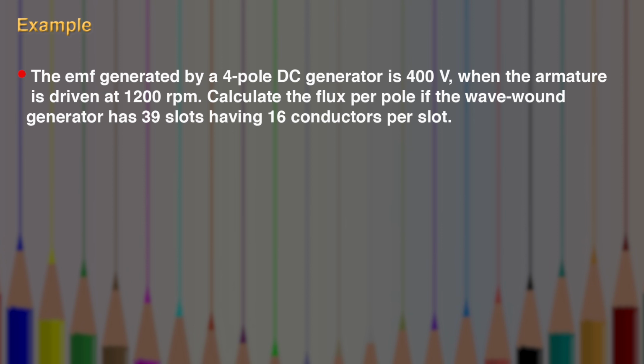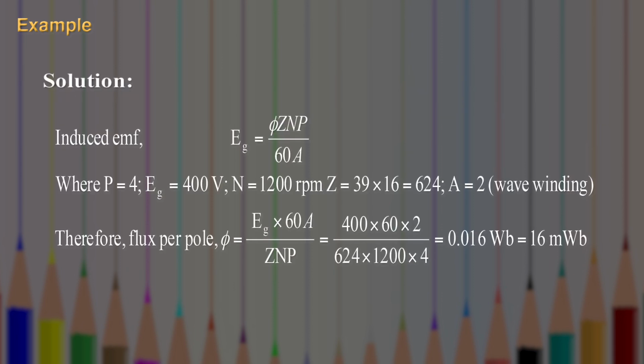The second example is, the EMF generated by a 4-pole DC generator is 400 volt when the armature is driven at 1200 rpm. Calculate the flux per pole if the wave wound generator has 39 slots having 16 conductors per slot. As you know, the induced EMF can be written as E is equal to P phi N Z upon 60 A. Here poles are given as 4, generated voltage is 400 volt, and speed is 1200 rpm.